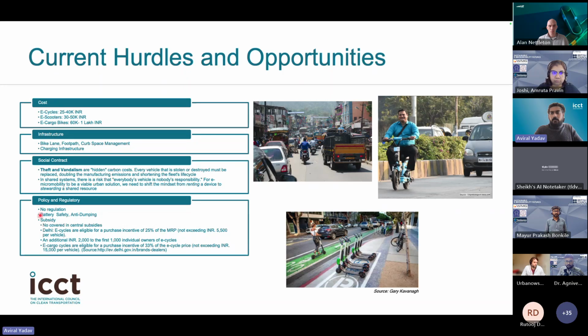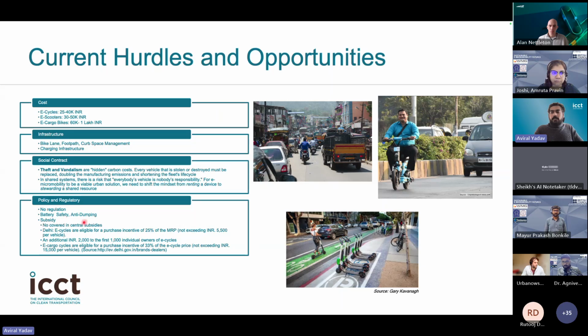And then we have some regulations on battery safety. We need more on anti-dumping also. Let's say any entrepreneur just imports anything of any quality and starts distributing or dumping it. That might actually be bad for the overall sector and might erode the trust in the electric mobility ecosystem.